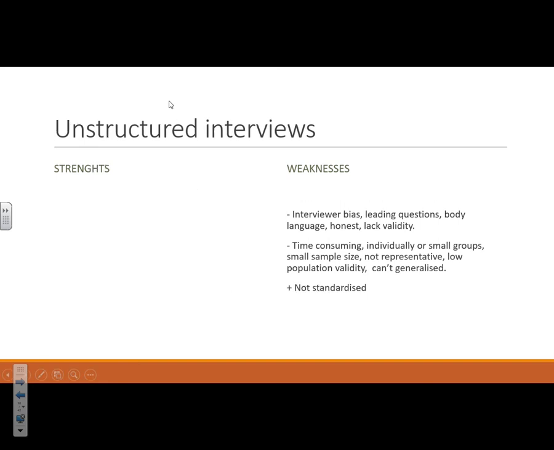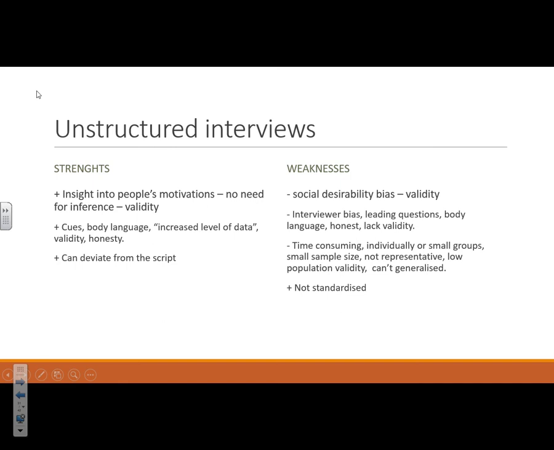Okay. Then we've got unstructured interviews. So again, all of the strengths of the interviews, insight into people's motivation. You can get cues from body language, but the strength is you can deviate from the script. You can explore things in a little bit more detail.